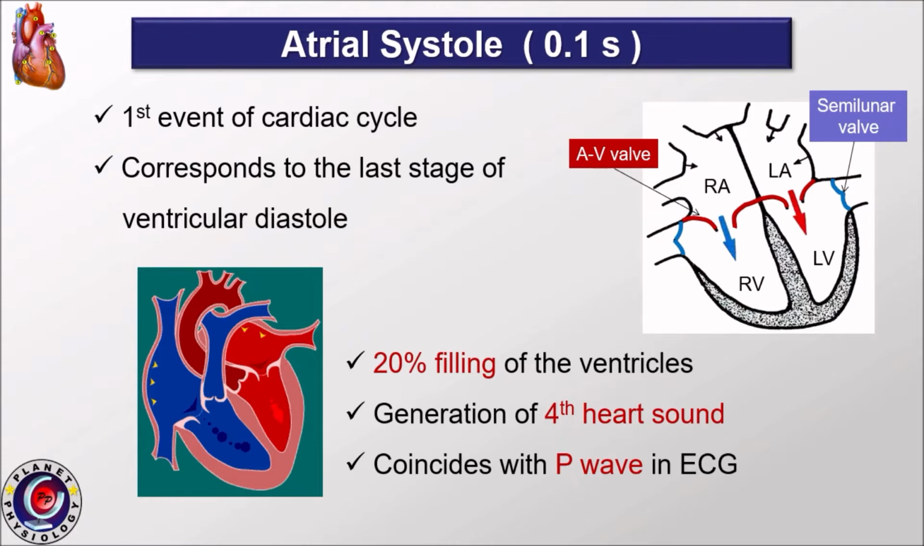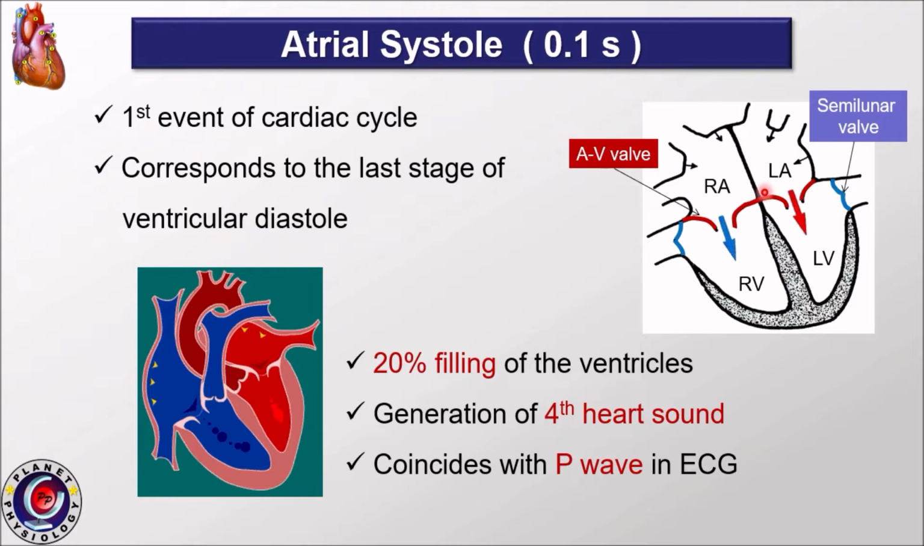As the atria are contracting, it will generate a small sound called the fourth heart sound, and this event coincides with the P wave in ECG.